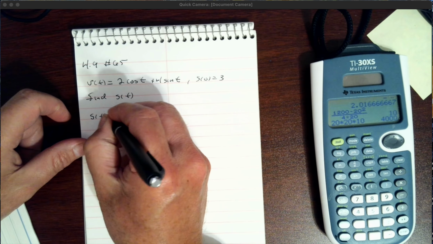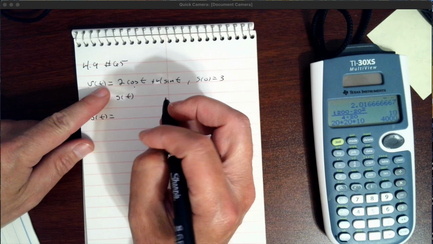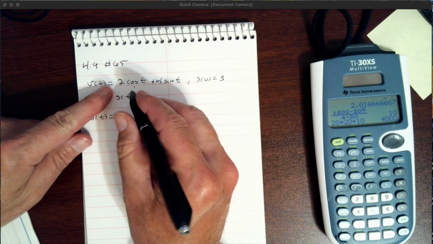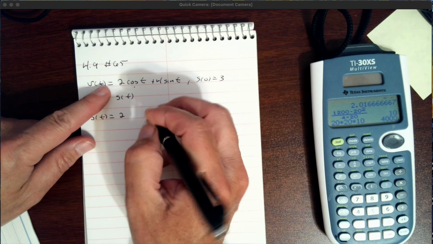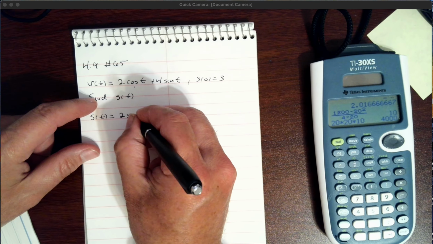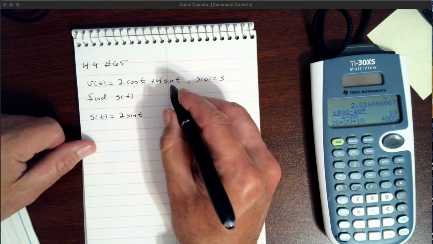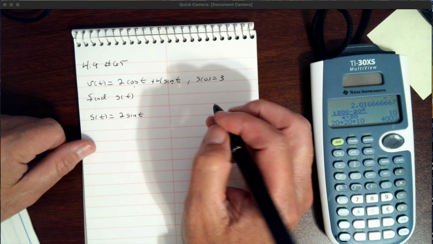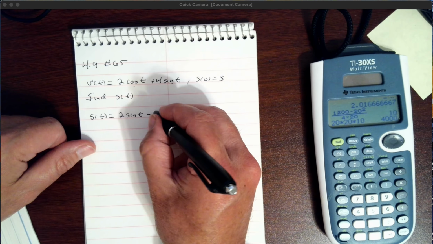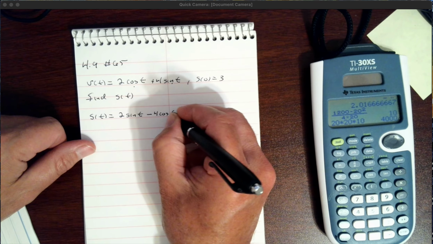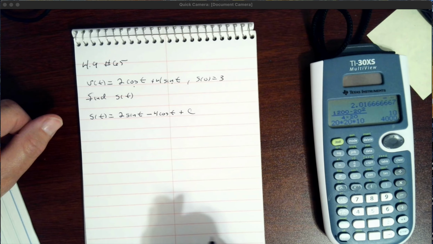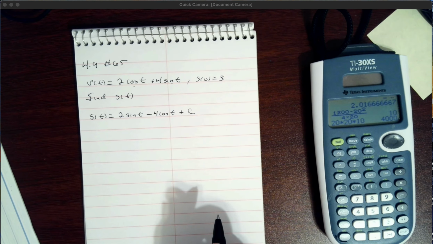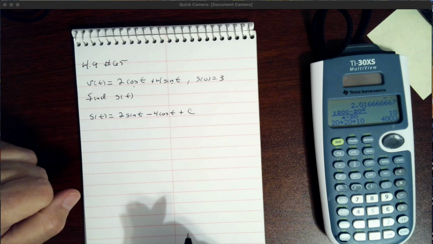So s of t, antiderivative of cosine is sine, so the 2 just comes out and multiplies. It's a linear factor. The antiderivative of sine is negative cosine, so it's negative 4 cosine of t, plus a constant of integration, an antiderivative constant.